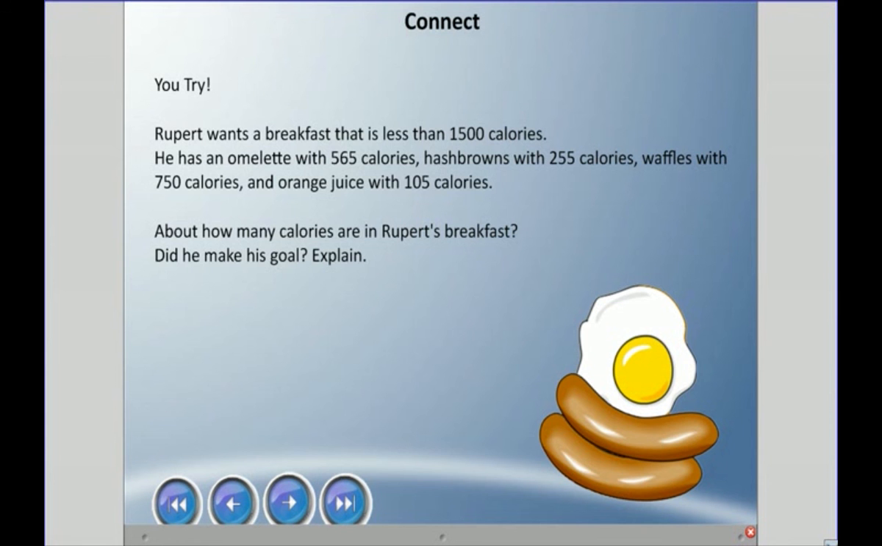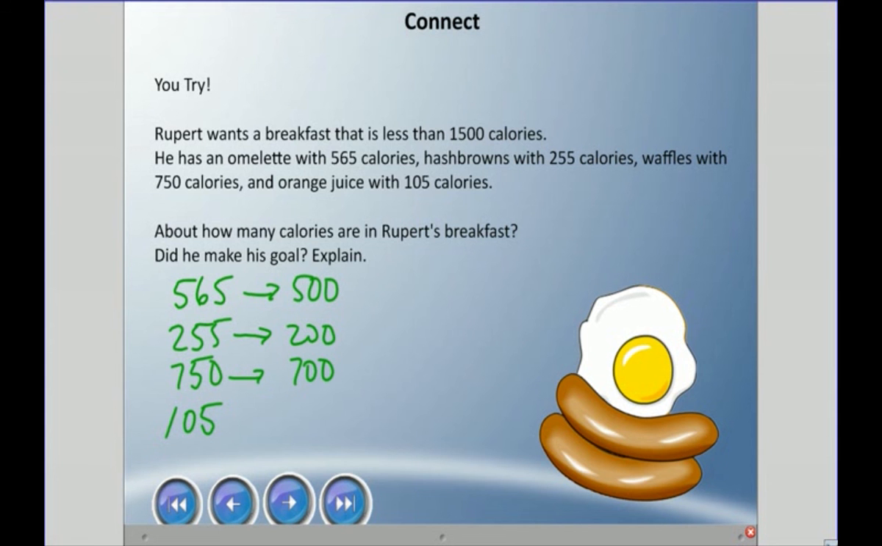Okay, well, let's see. We had 565 for the omelet. He had 255 for the hash brown, 750 for the waffles, and 105 for the orange juice. Well, we could use front-end estimation. I could change that to a 500. I could change that to a 200. I could change that to a 700. Sorry, my smartboard arrows are not looking very neat. And 100.